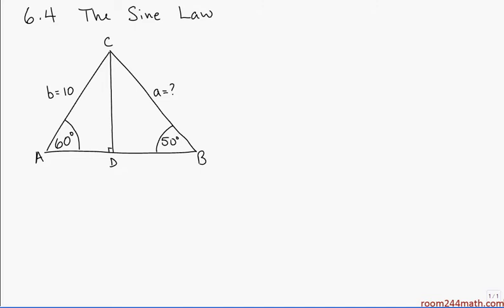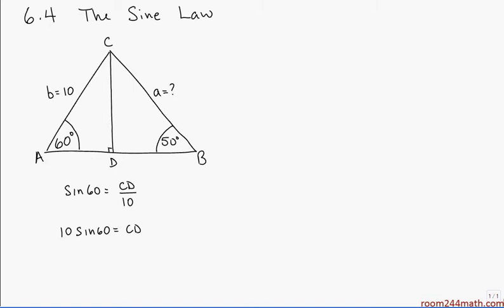If we were looking at the left-hand triangle, we could say the sine of 60 degrees is equal to the opposite over hypotenuse, which is CD over 10. And we can multiply both sides by 10 to get 10 sine 60 equal to CD. Now, if we know what CD is, and we can plug that into the calculator very easily, we can work with the triangle on the right, because we know angle B, and we now know the side opposite angle B in the right triangle BCD, and we're looking for the hypotenuse.